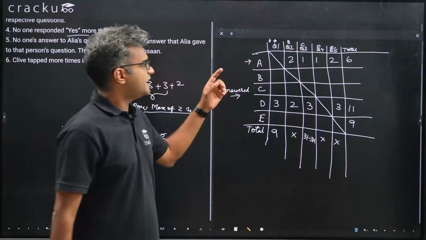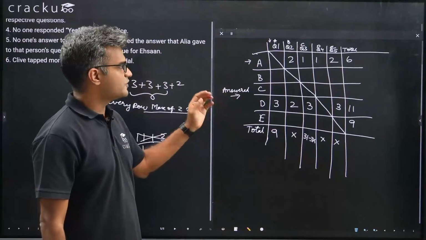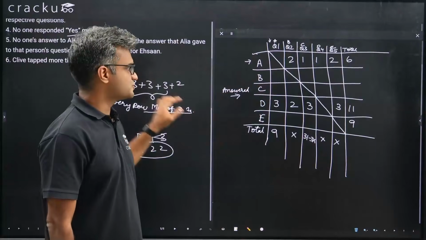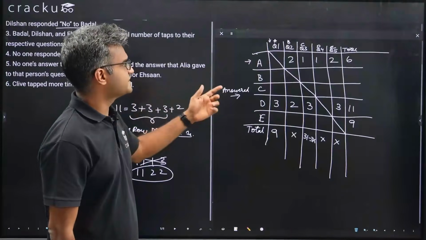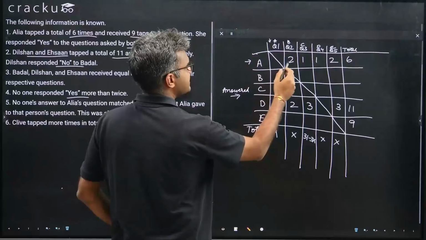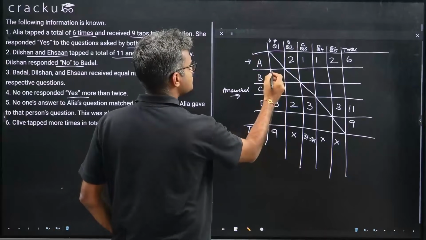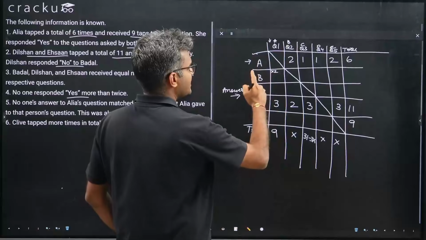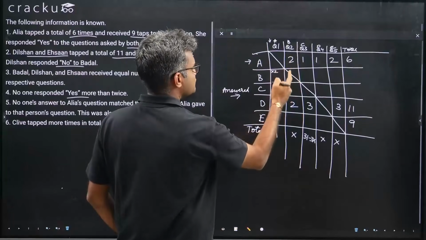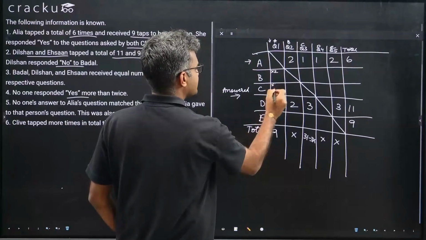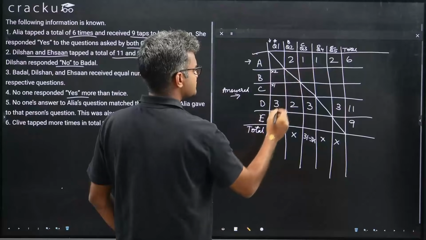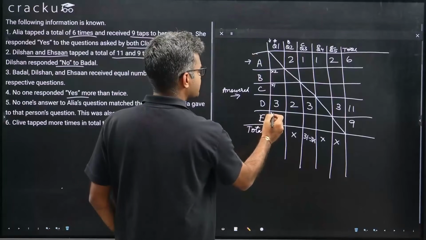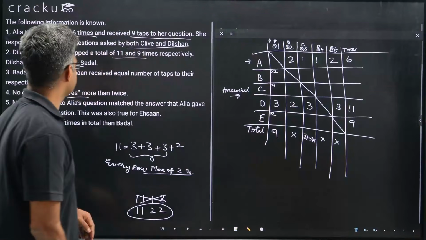Now because Alia's answers were not matching with anybody who gave the same answers to her, what we can essentially imply from this is that because Alia said no to Badal, Badal also would not have said no to Alia. So that is not 2. Similarly, Alia said yes to Clive. So Clive would not have said yes to Alia. Finally, Alia said no to Hassan. So Hassan would not have said no to Alia. This is basically what we can infer.